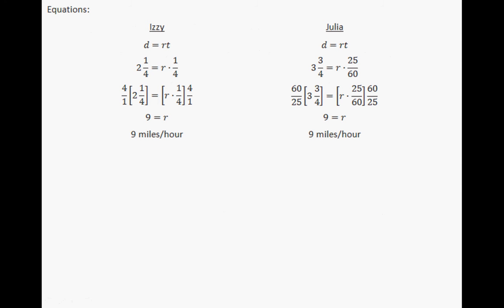Here are some equations that you can do. If distance is equal to the rate times the time, then 2 1/4 is equal to whatever the rate is times 1/4. When we do the math, we would end up with the rate being 9 or 9 miles per hour. If you do the same thing with Julia, you would end up with the same thing, 9 is equal to r.